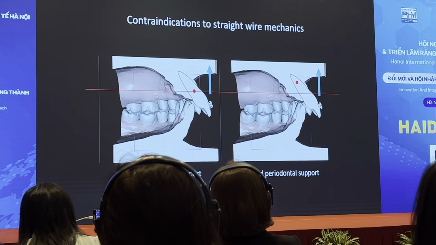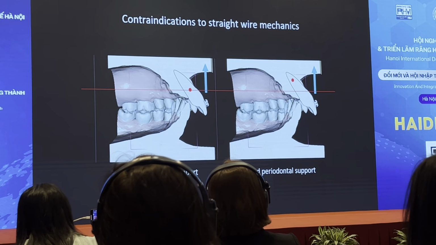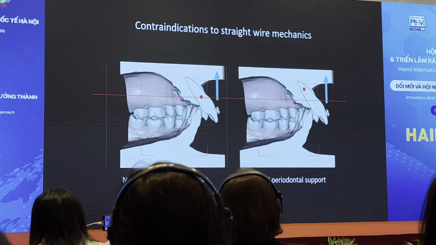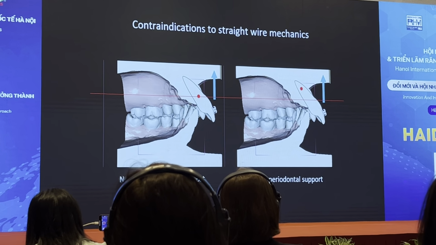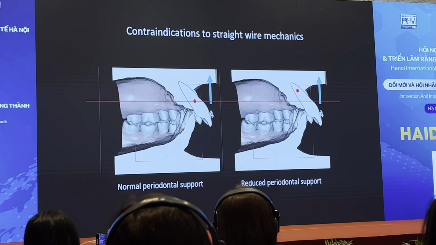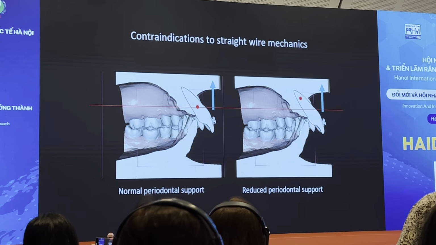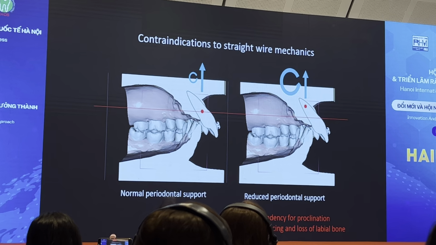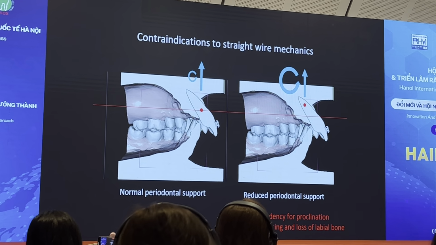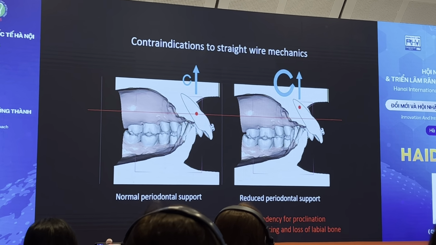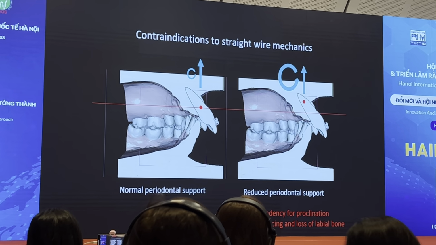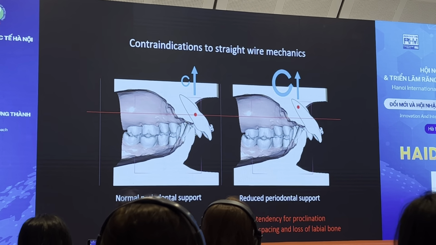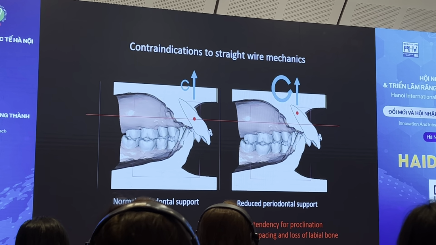If we compare an extruded tooth which has normal periodontal support with a tooth which has reduced periodontal support, the center of resistance moves apically when the periodontal support reduces. Therefore, if a light tie wire is engaged into the bracket for alignment, there is a higher tendency for the tooth with reduced periodontal support to protrude, which will in turn produce a loss of spacing and loss of labial bone.